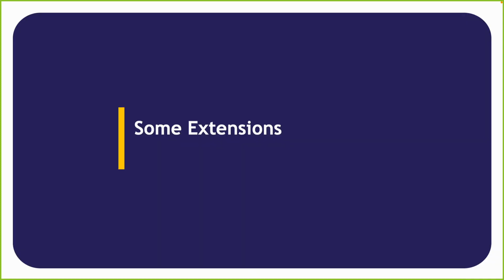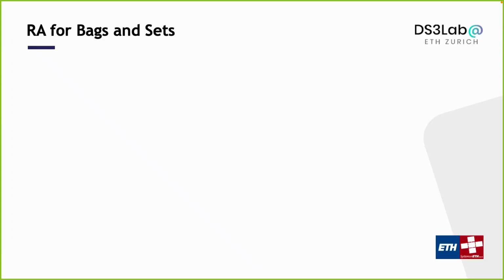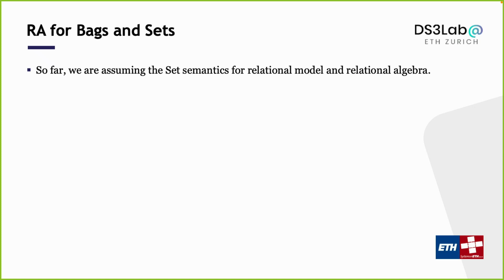And also there are a whole bunch of extensions about relational algebra, right? So let's go through some of them. So far, when we talk about relational algebra, we are always assuming your relation is a set, right? So there's no duplicates, right? It's a set of examples. There's no order, there's no duplicates.